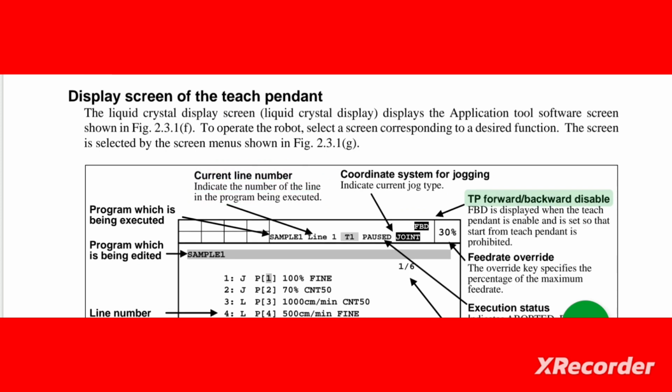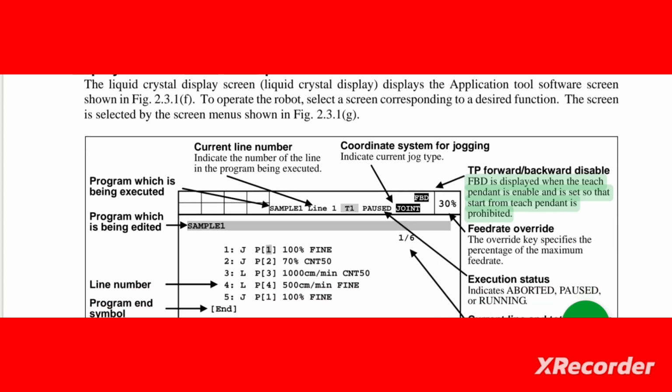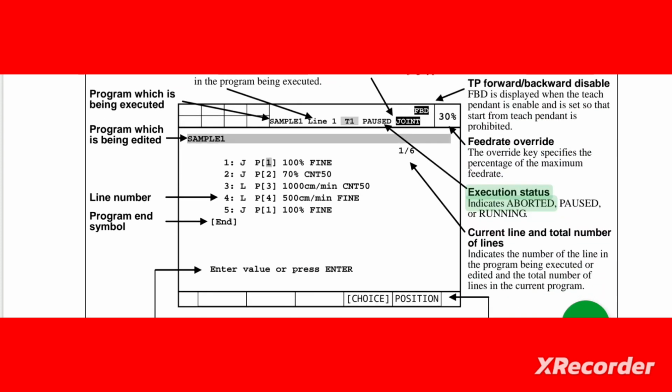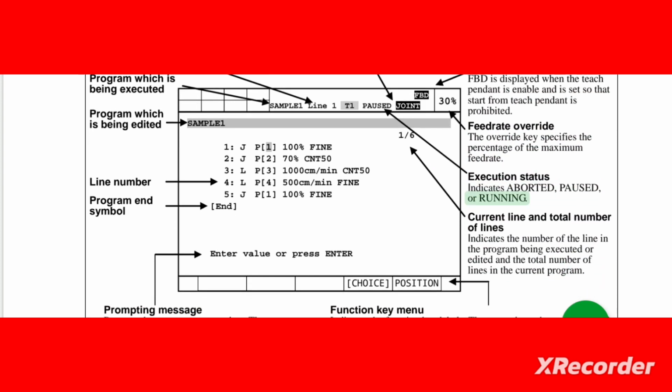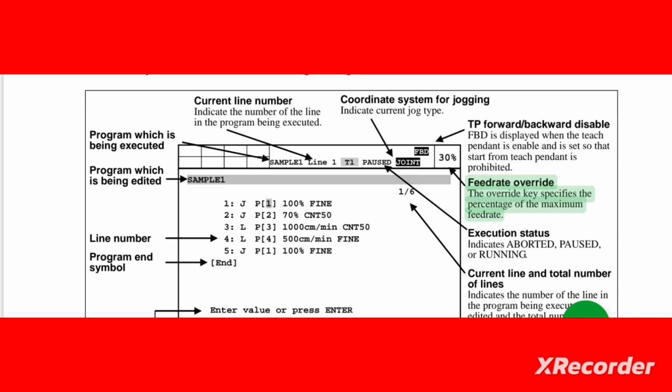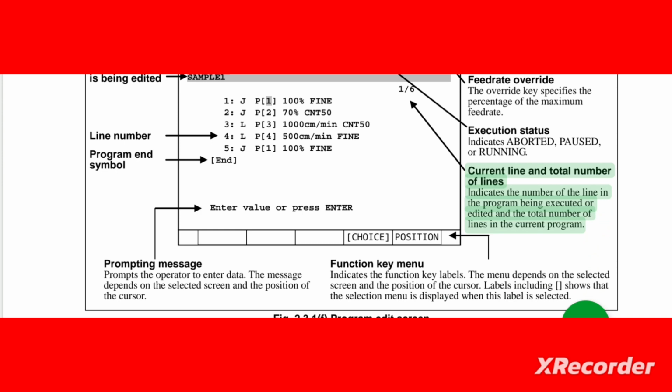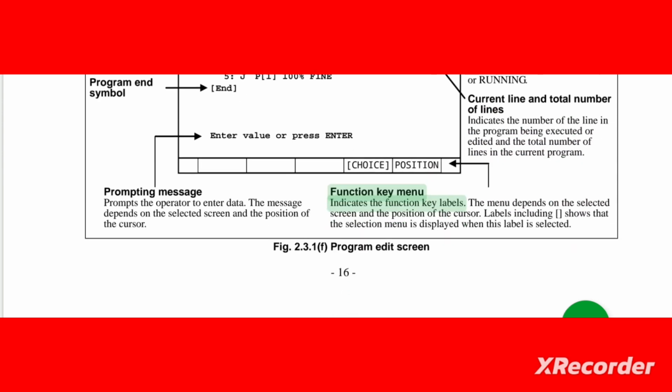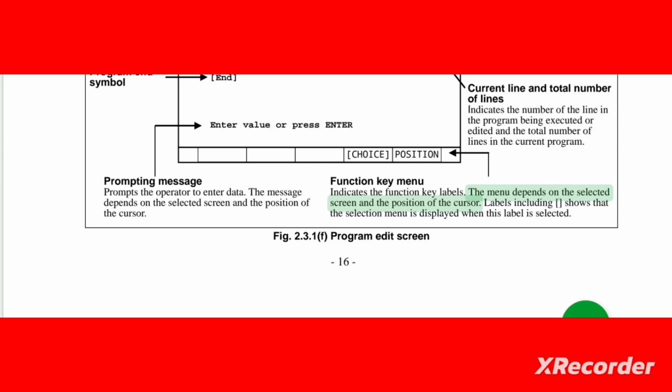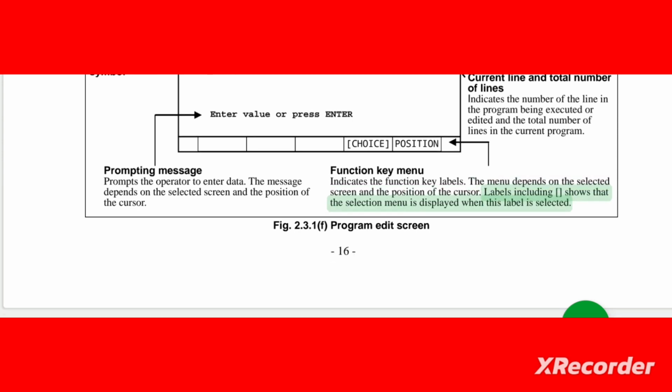TP forward/backward disable. FBD is displayed when the teach pendant is enabled and is set so that start from the teach pendant is prohibited. Execution status indicates aborted, paused, or running. Feed rate override. The override key specifies the percentage of the maximum feed rate. Current line and total number of lines indicates the number of the line in the program being executed or edited and the total number of lines in the current program. Function key menu indicates the function key labels. The menu depends on the selected screen and the position of the cursor. Labels including a marker show that a selection menu is displayed when this label is selected.